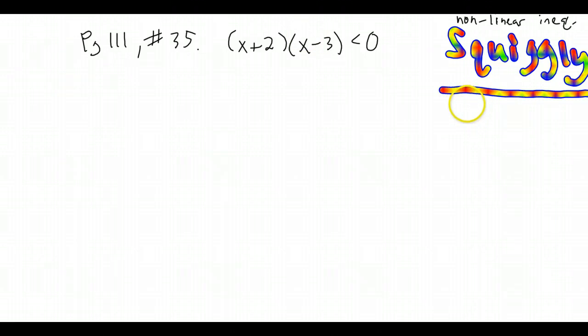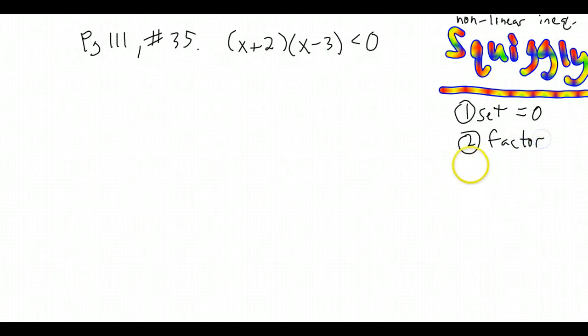Okay, first step in squiggly line: set equal to 0. Well, it's already set less than 0 there, so that's already done. Step 2, often the first two steps are done: factor, already done. Step 3, find the critical points and put them on our number line.